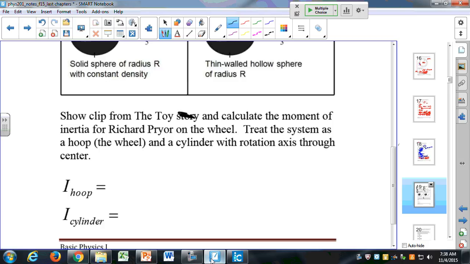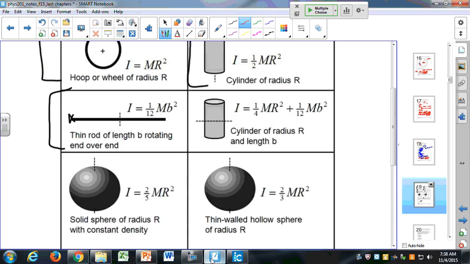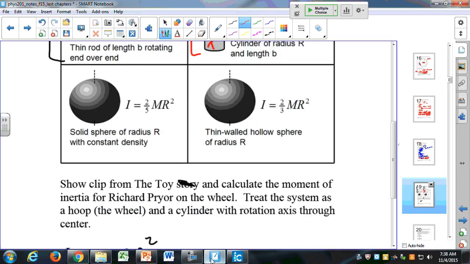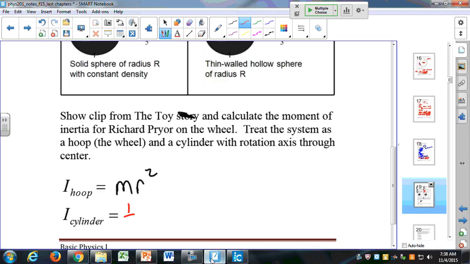We know that the hoop is mr squared. The cylinder, if we look at our table, the cylinder rotating through that axis, so imagine this is Richard Pryor, is 1/4 mr squared plus 1/12 mv squared. So that's going to be our two components. And so we'll just calculate the moment of inertia for both of those, and we'll just add them up.